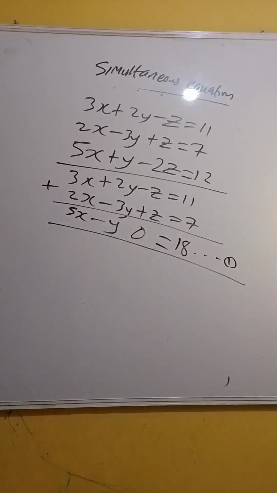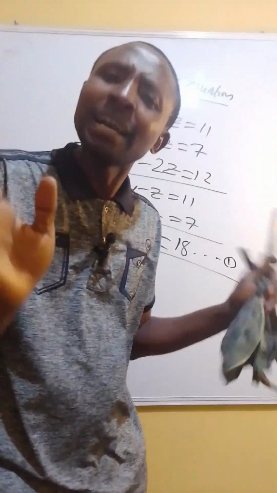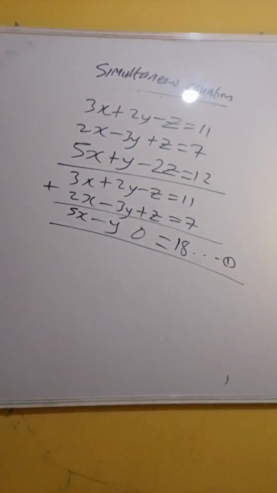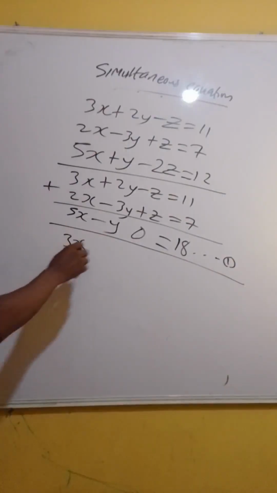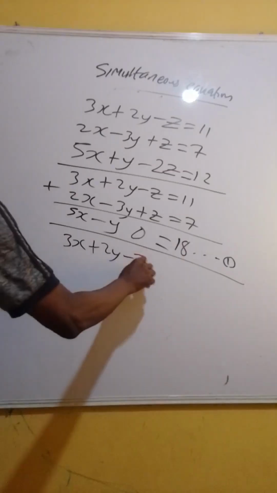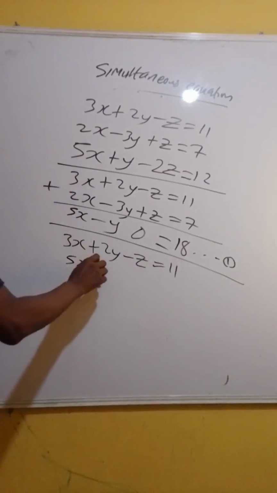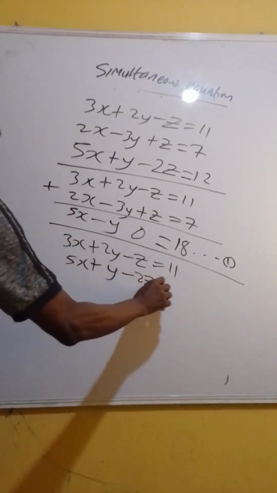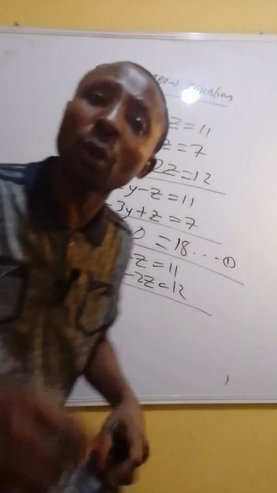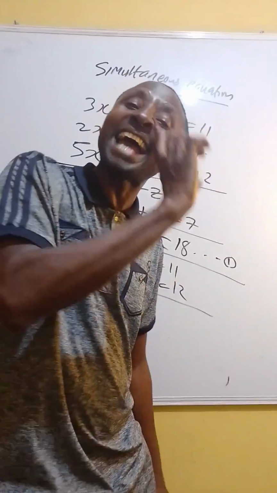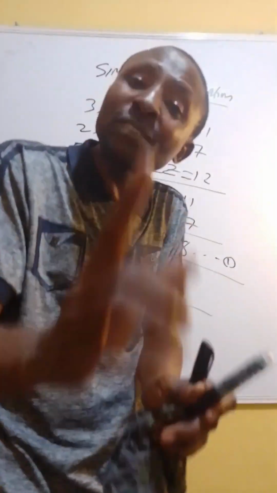Pick equation 1 and equation 3. You can pick equation 2 and equation 3, anyone. Still eliminate the z again, because you need it to get this x and y. So I'm taking equation 1: 3x plus 2y minus z equals 11. Pick equation 3 now: 5x plus y minus 2z equals 12. Now, I need to eliminate z because in equation 1 and 2 that I picked, I eliminated z. I have x and y. I need to bring it together so I can solve it simultaneously.